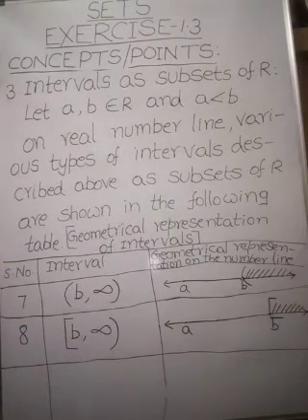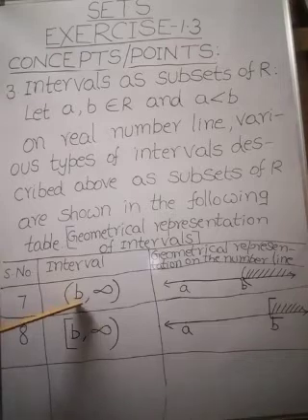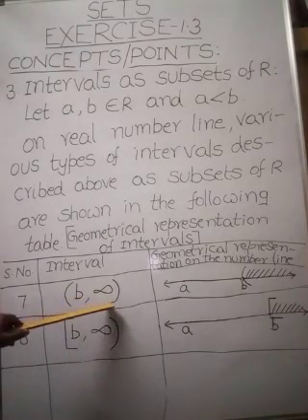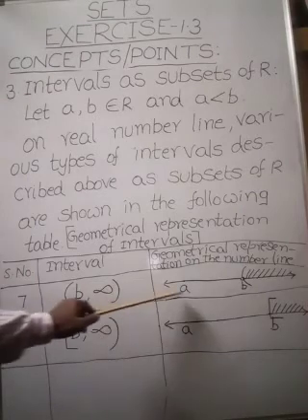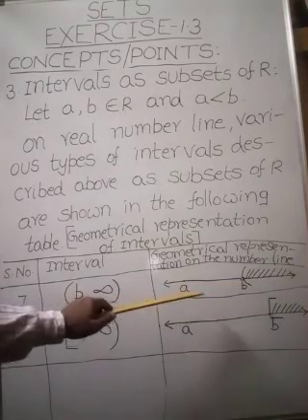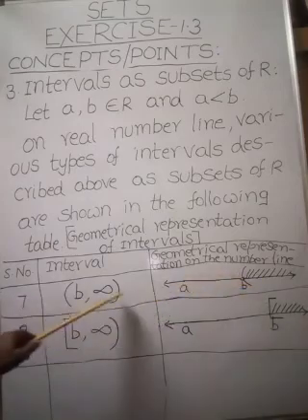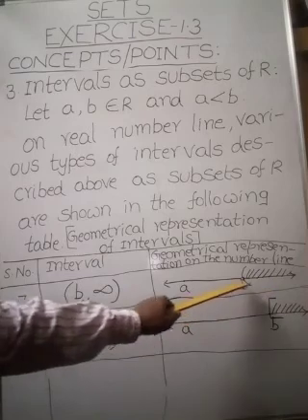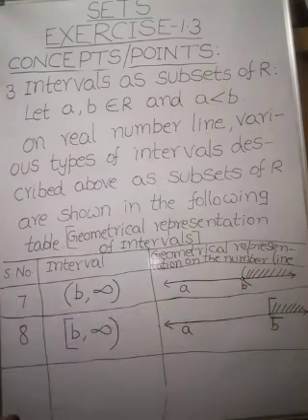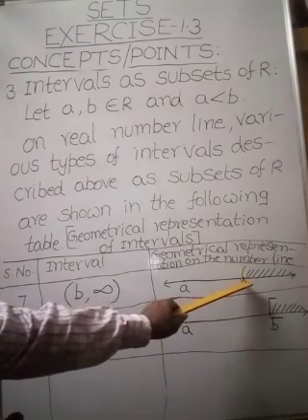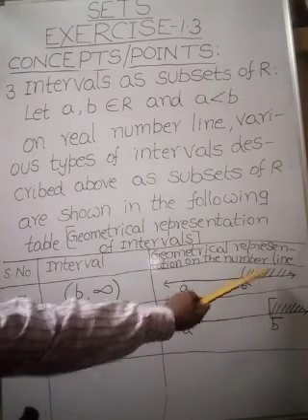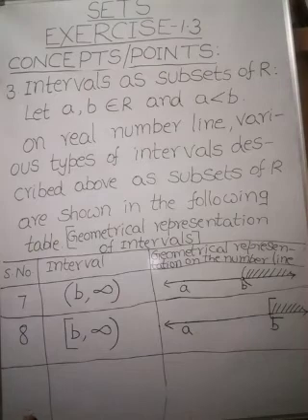Now come to the next interval, open interval b comma infinity. To represent this interval geometrically on the number line, see here on the number line a comma b. Here all the numbers greater than b, but b is not included. Here a small hole is there at point b. So it means that b is not included in that interval. It is not an element in that interval. Okay, my dear children? Right.